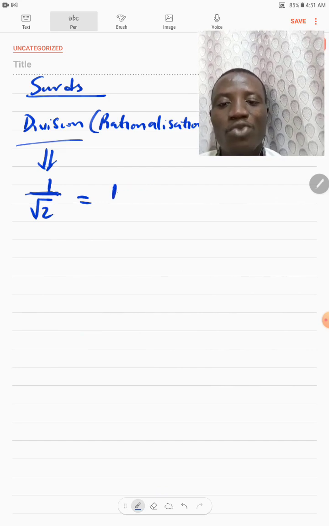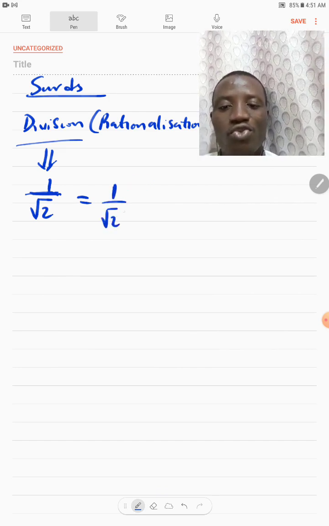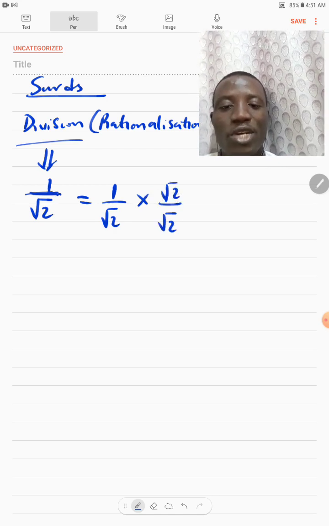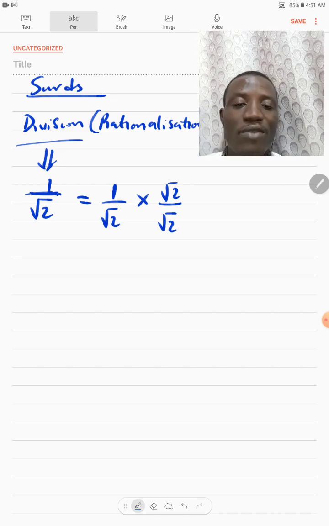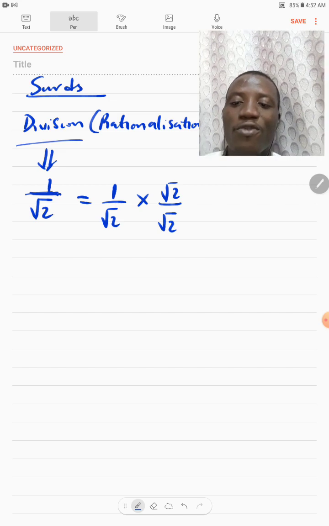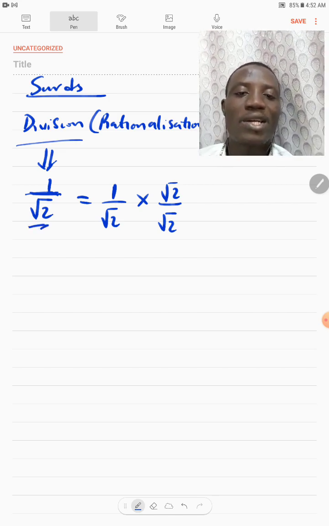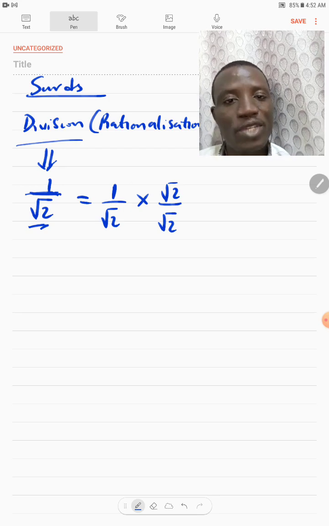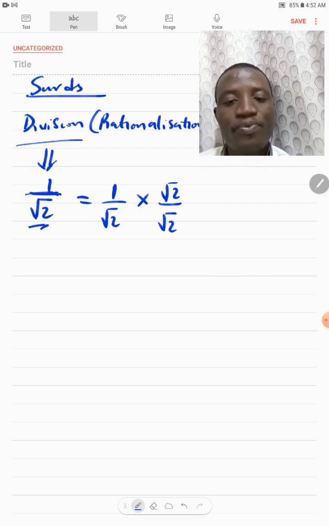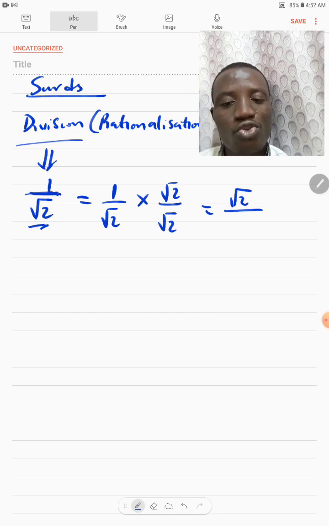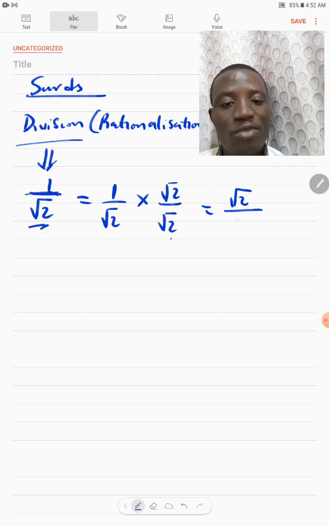The best way for me to do this is to write 1 over root 2, and then I multiply my numerator by root 2 and denominator by root 2. Why? Because whatever you do to the numerator must be done to the denominator. You cannot just say your focus is to make root 2 rational, multiply by another root 2, and then leave the numerator as 1. That will be mathematically wrong. So I can now say I have 1 times root 2, that will give me root 2, over root 2 times root 2, which will definitely give me root 4.